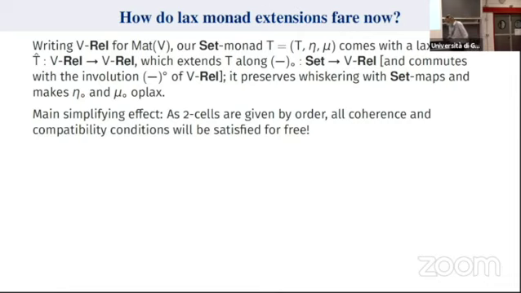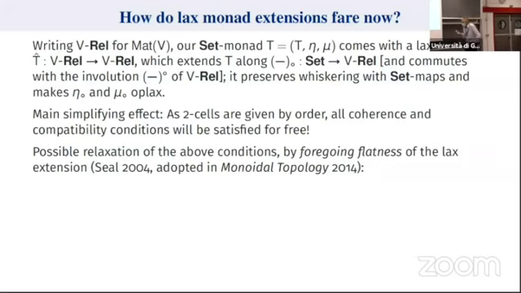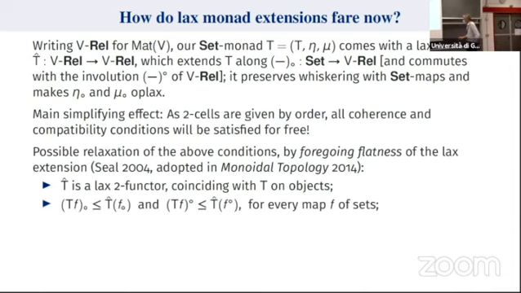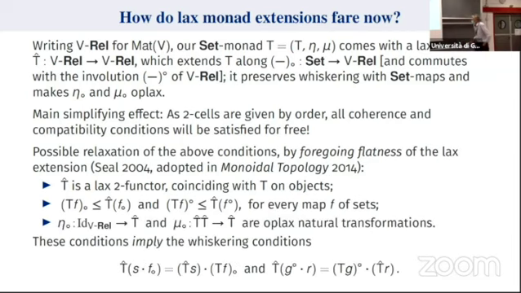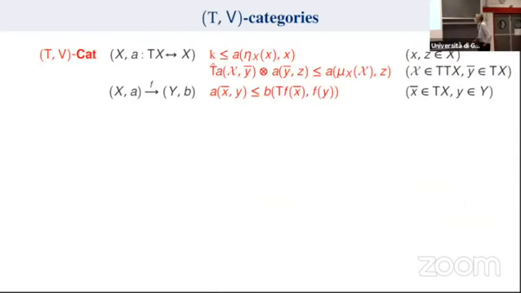The simplifying effect is that I don't worry about many of the conditions that there were before. These conditions can be slightly relaxed. The original conditions that we had with Manuel were more symmetric, but you can have a less symmetric environment that was given by Gavin Seal. So you still have a lax functor, but the second bullet is the big difference. You allow that if you take the graph of T of a function, that this is smaller than when you take the lax extension T hat and apply it to the graph. The same is true, surprisingly, under these conditions, the whiskering turns out to be still strict. So that is good. TV categories, so now I have less or equal signs.